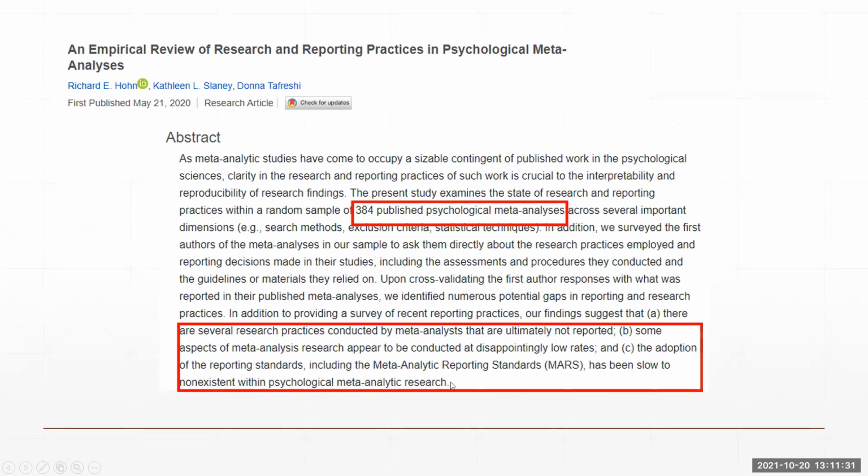So people do things they don't say they will do. They don't do things they say they do. And when we try to help them do better and write better meta-analyses, they often don't use the guidelines we provide to them. So this is a big problem in meta-analysis research. So how can we improve it?